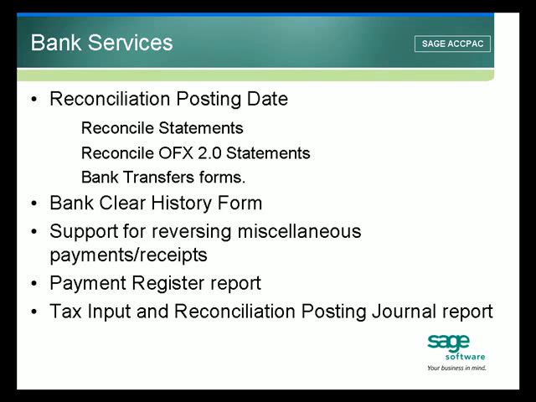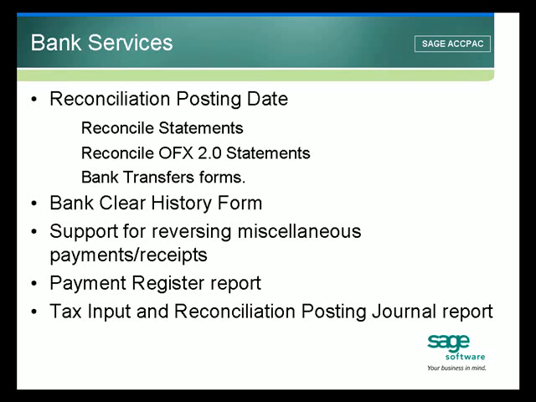The new bank clearing history option allows you to remove posted bank transactions, printed reconciliation posting journals, and printed transfer posting journals. The new option for reversing miscellaneous payments and receipts allows you to have associating invoices automatically reversed with the reversing of a miscellaneous payment or receipt. In bank services, when reversing an AP miscellaneous payment or reversing an AR miscellaneous receipt, you can choose to reverse the associating invoice.